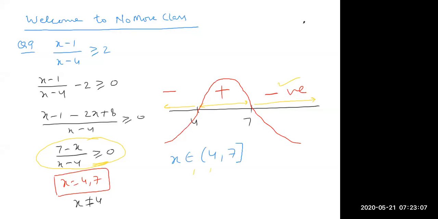Why is 4 an open interval? Because it is the denominator. x cannot be 4. But x can be 7 because equality is there. So this will be my final answer. Understood now?